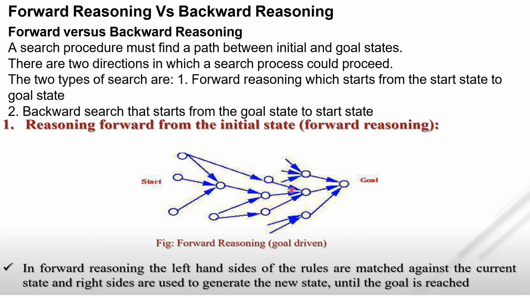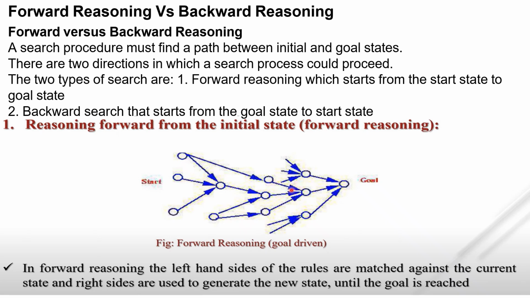So let me see about forward chaining. Forward reasoning or forward chaining starts from the initial state, that is the start state, and applies all the rules repeatedly until the goal state is reached. Match the if left-hand side part of the rules with the known facts. When a rule is satisfied, execute the then right-hand side part. Generate the new fact and continue until the goal is found. The general form is: if condition is true, then conclusion.